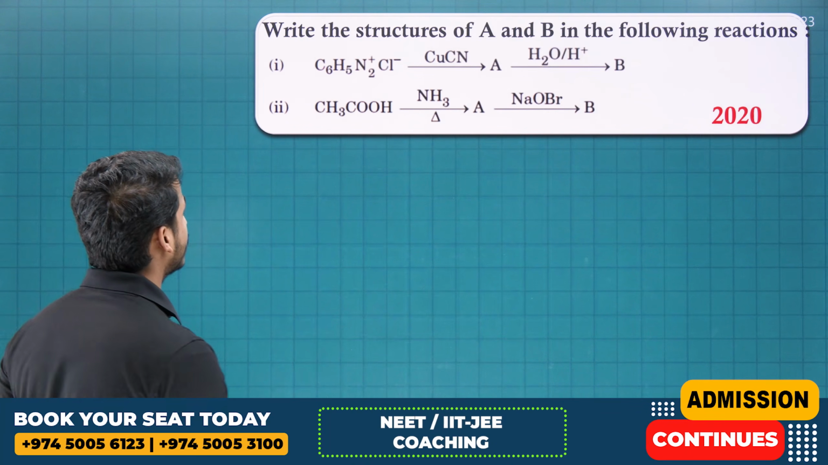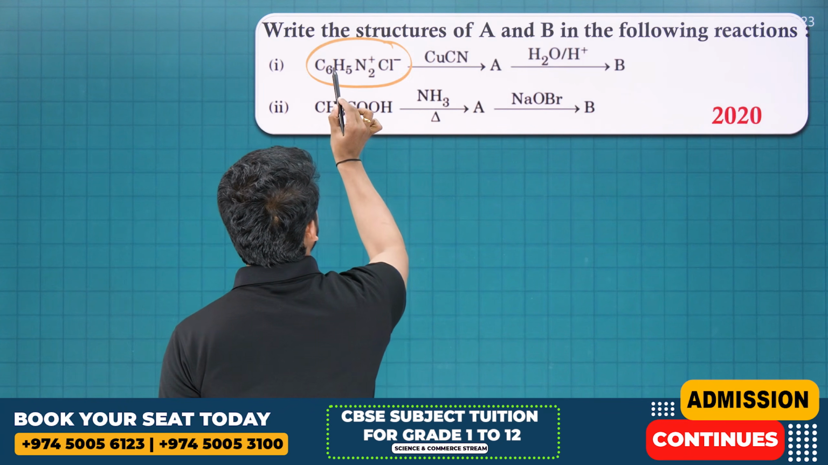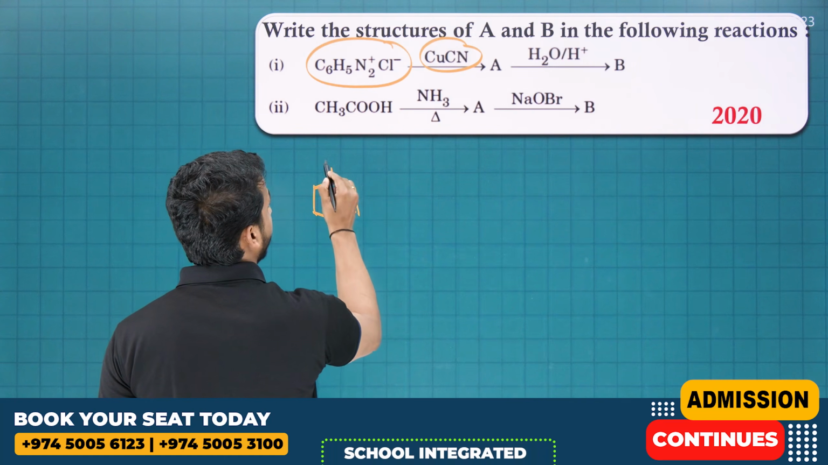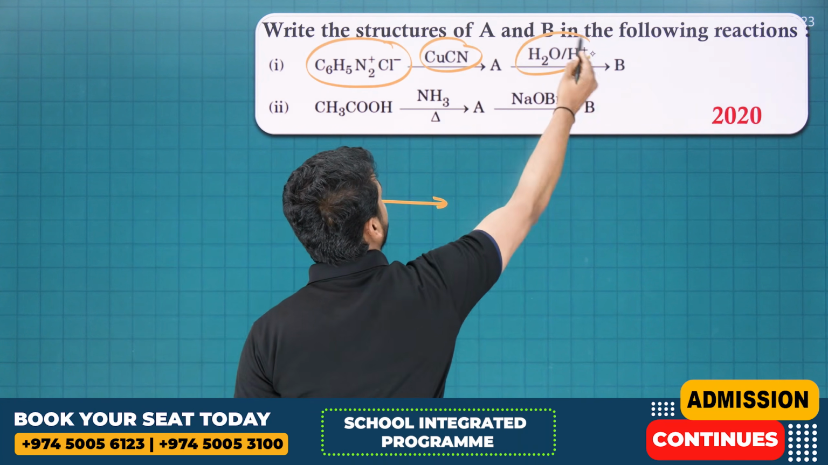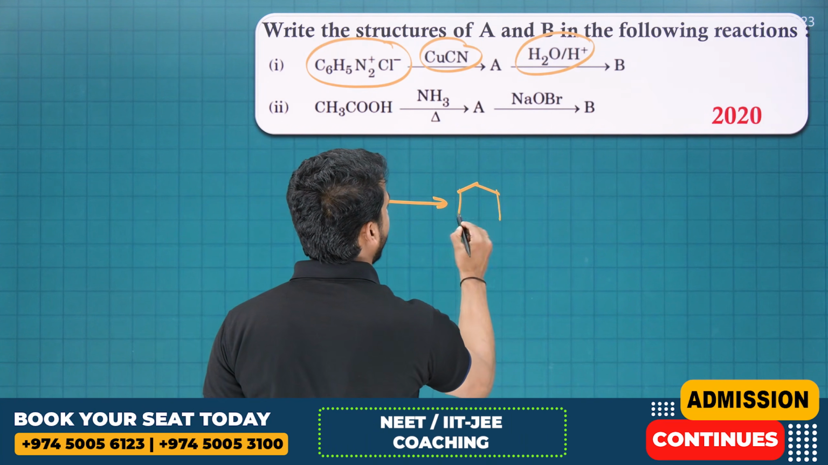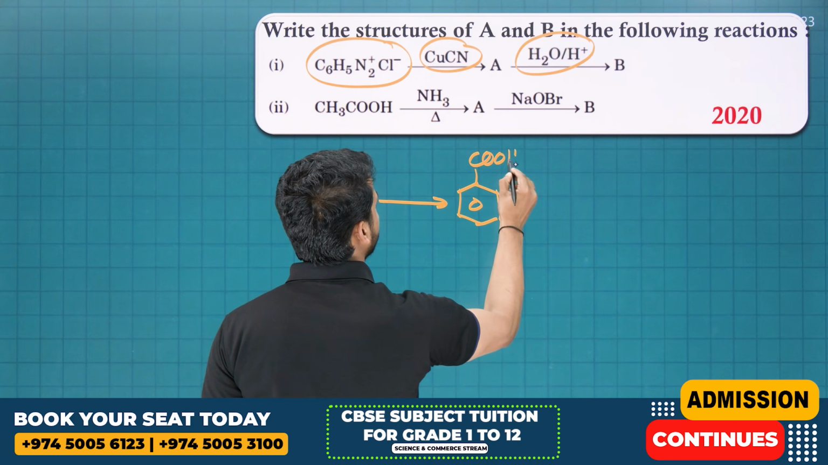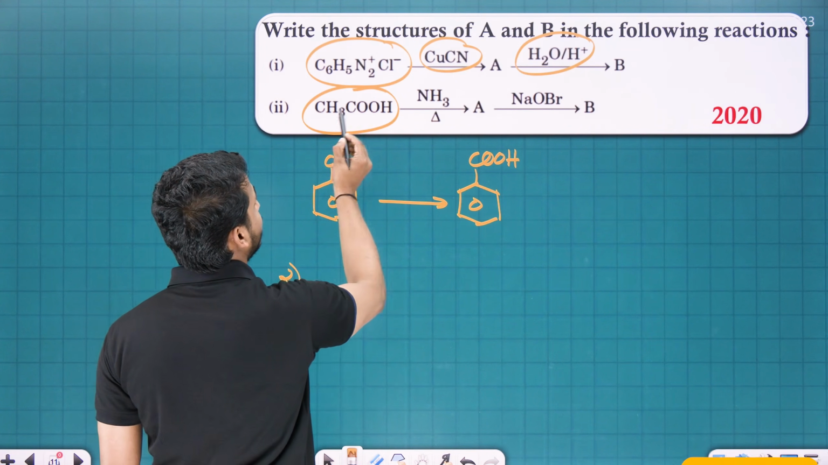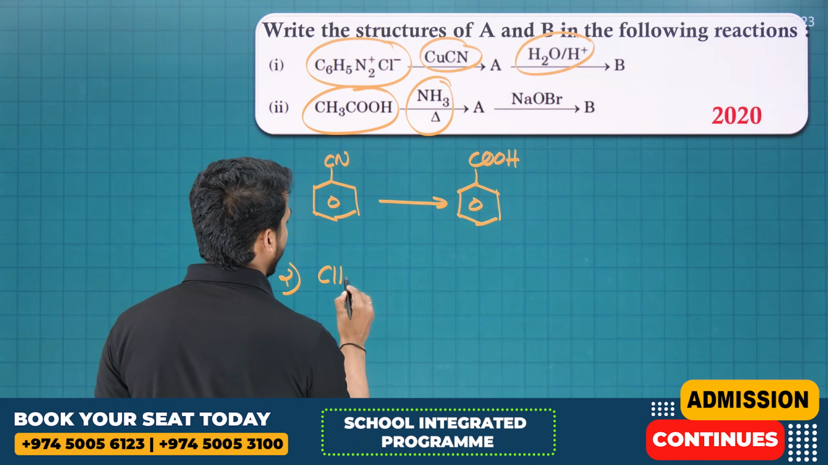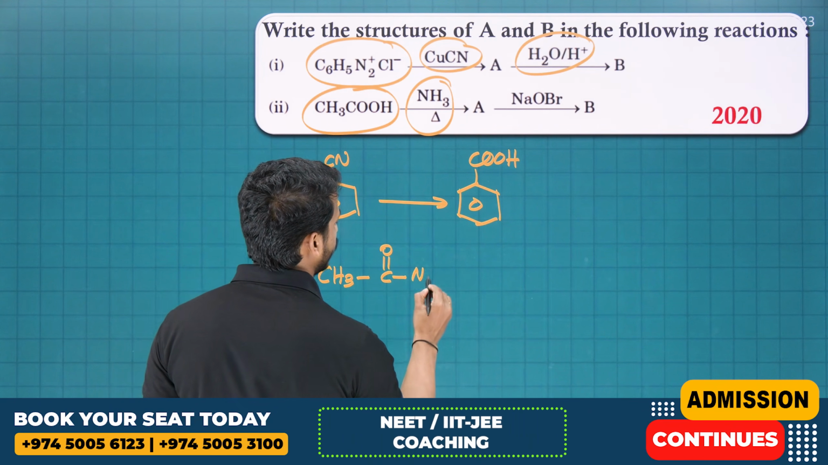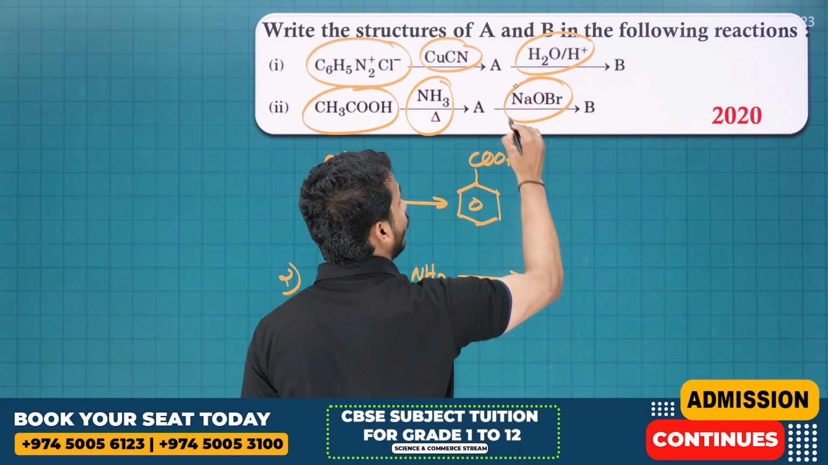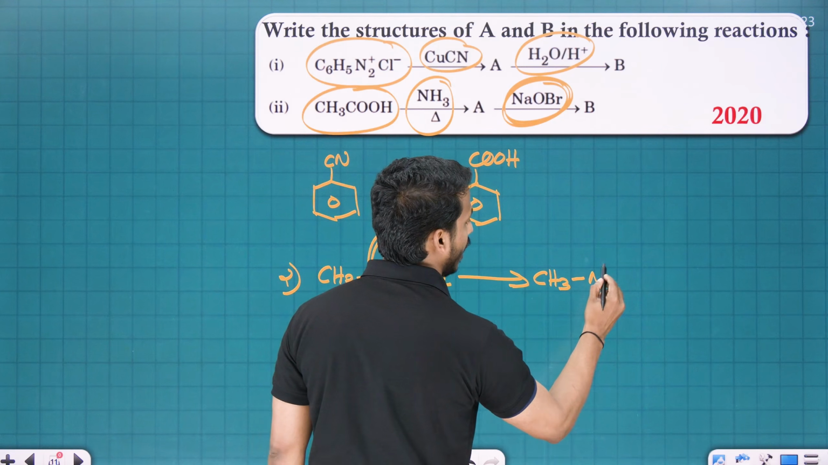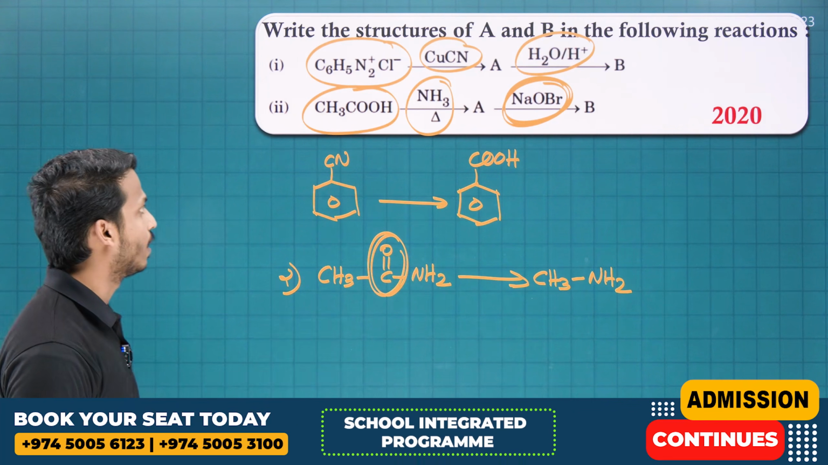Now, write the structure of the products. Benzene diazonium chloride treated with CuCN. What do we get? Cyanobenzene. Cyanide on complete hydrolysis, what do we get? Carboxylic acid. Second one, this is what? Ethanoic acid. Same question we discussed. Acid when reacted with ammonia, the product is an amide. You get CH3CONH2. Amide on Hoffmann bromamide degradation means the CO group is cut. You will get CH3NH2. Right, CH3NH2. Simple reaction.